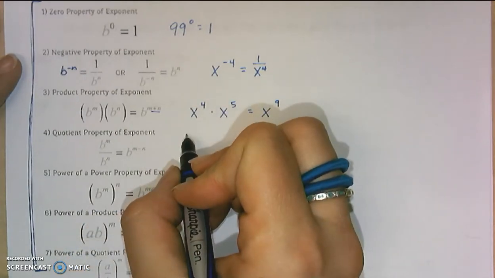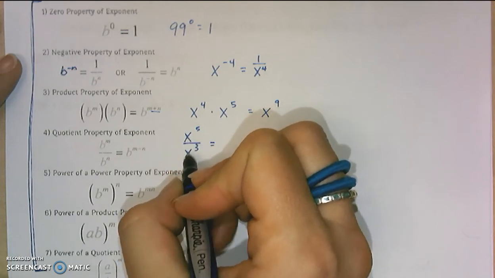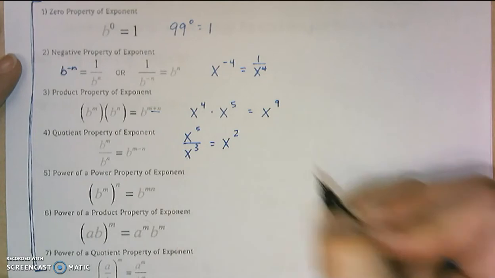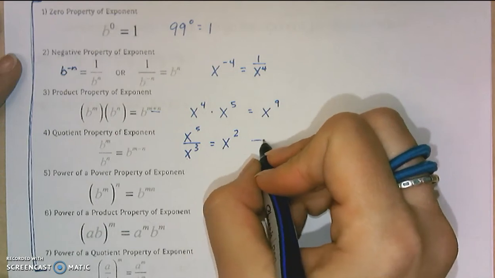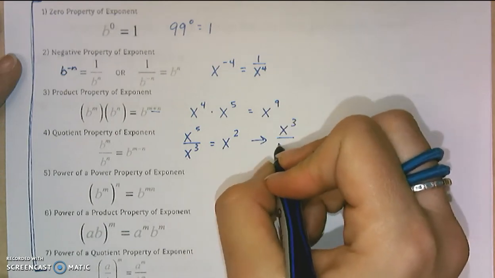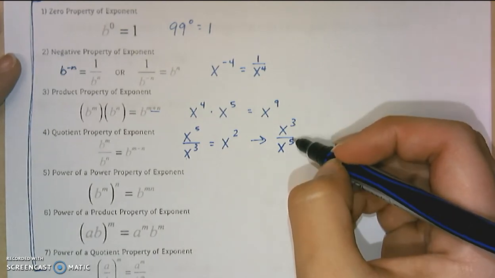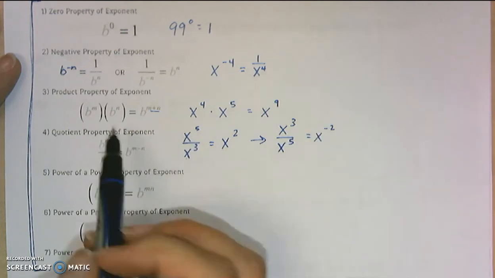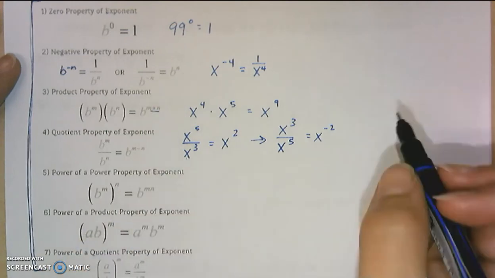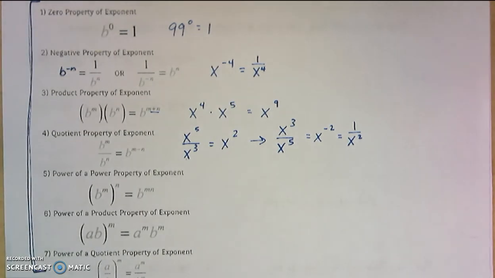If I have something like x to the 5th over x to the 3rd, they both have x as a base, so I can say this is x to the 2nd, because 5 minus 3 is 2. Now, if we had x to the 3rd over x to the 5th, this one's going to be a little different, because when I subtract, 3 minus 5 gives me negative 2. So this would equal x to the negative 2, but we just said that we can't have a negative exponent. So this would simplify to 1 over x squared. Anytime you have a negative exponent, it turns into a fraction. You throw it to the bottom.